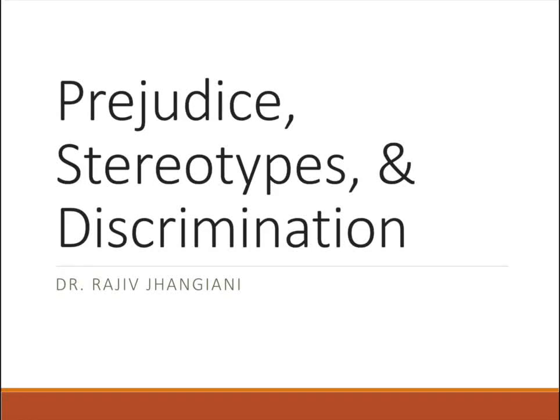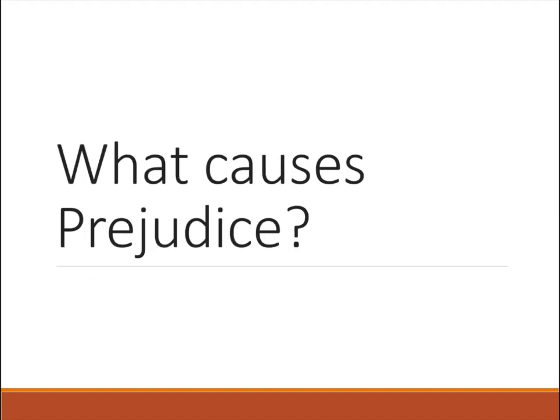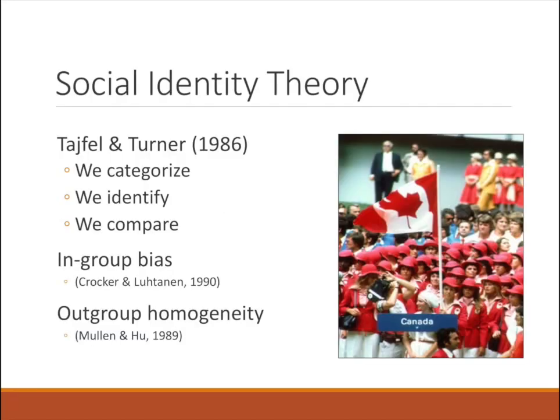Welcome to part 2 of the lecture on Prejudice, Stereotypes, and Discrimination. In this part, we're going to begin by talking about what causes prejudice. There are, of course, many theoretical explanations and frameworks to understand prejudice. Some of them are based on personality psychology and explore characteristics such as authoritarianism and social dominance orientation. But over here, we're going to talk first about social identity theory.